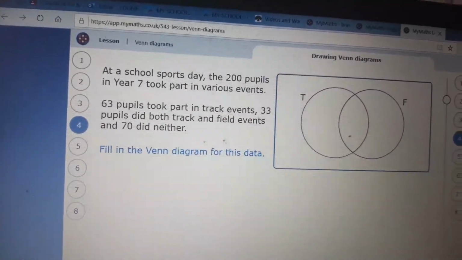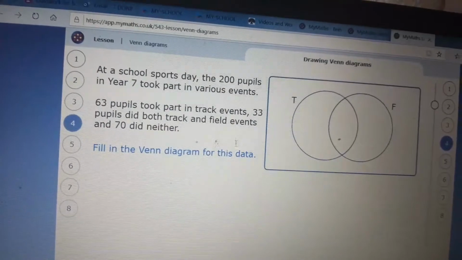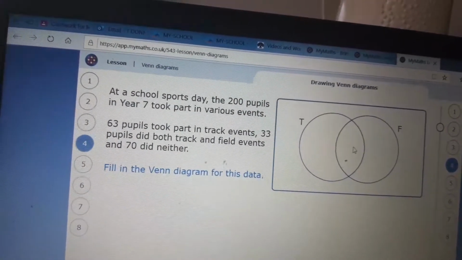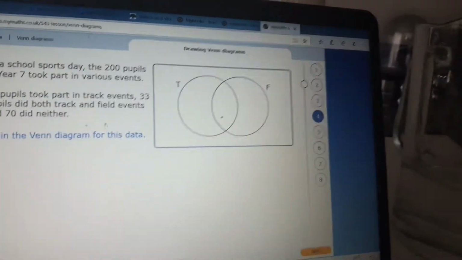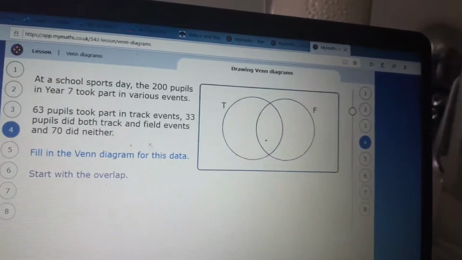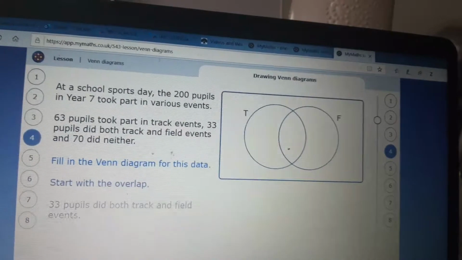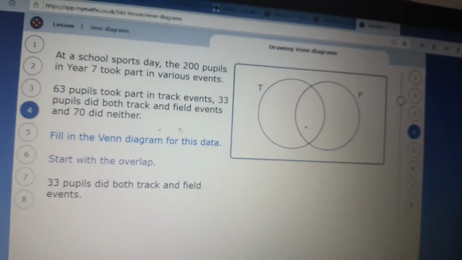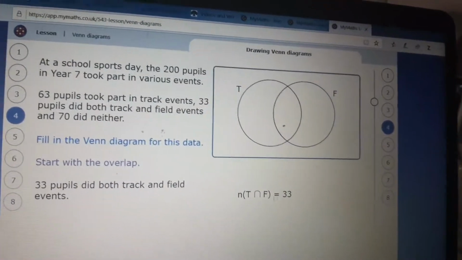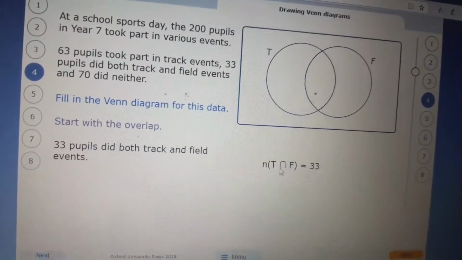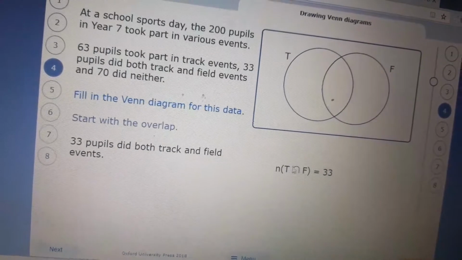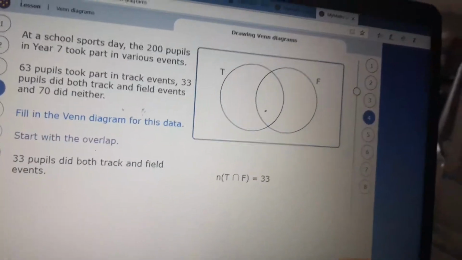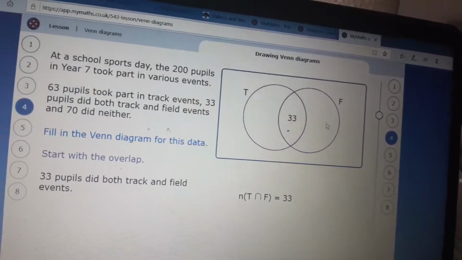70 did neither. So you could just go ahead and put the 33 in the middle here, and we'll work out everything else by subtracting. So start with the overlap. 33 did both. Don't worry too much about this little symbol. T intersection F is what that shape means, but we'll not worry too much about that. So the 33 goes in there.